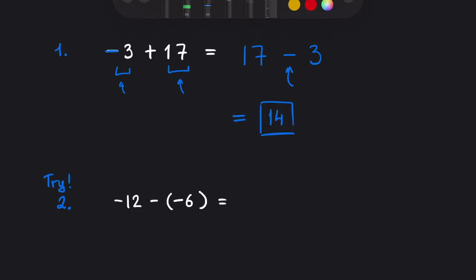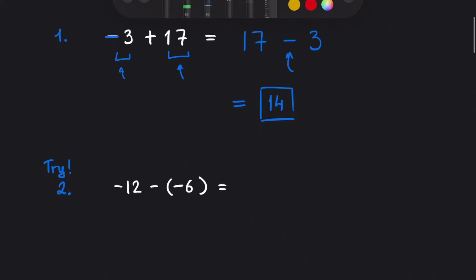Example number 2. -12 minus -6. So now try this on your own. Pause the video. Okay? So when there are 2 negative signs like this, it becomes plus. So we're gonna have -12 plus 6, which is gonna give us 6 minus 12. And the answer is -6.